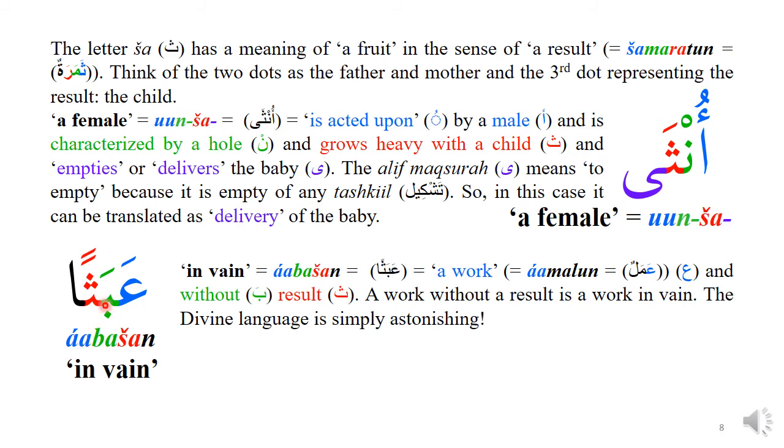In vain means abasan. Abasan means in vain, and you can see ain can mean amalun or a work. Amal means work, a work, and ba we know without result. The sa is result, samaratun, right? So a work without result, see, which is in vain, makes perfect sense, right? Divine language is simply astonishing. How fast you can learn this is also astonishing.